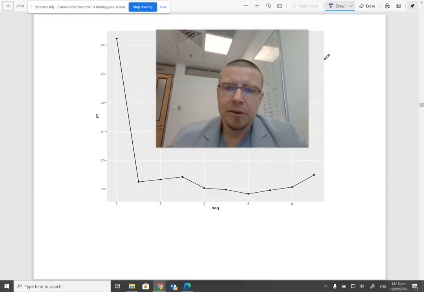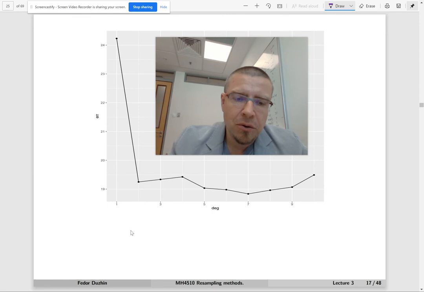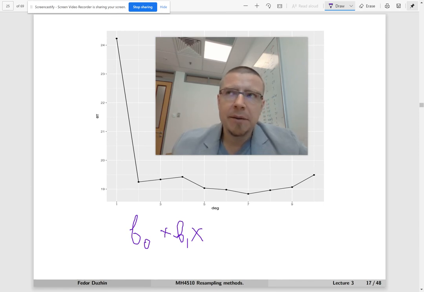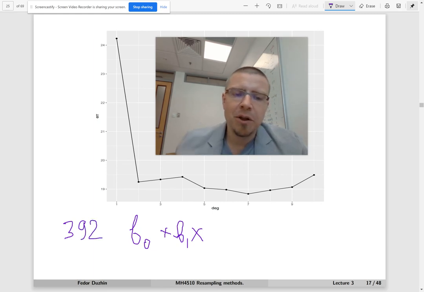And after this, I tried polynomials of different degrees, from 1 to 10. First I fit the polynomial b0 plus b1x. I did it on the whole Auto data set, which means that I fitted 392 linear polynomials.